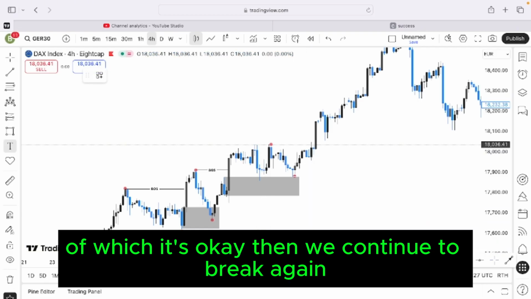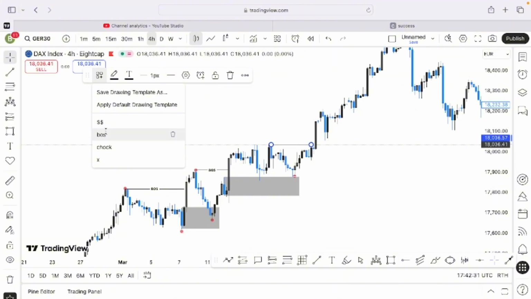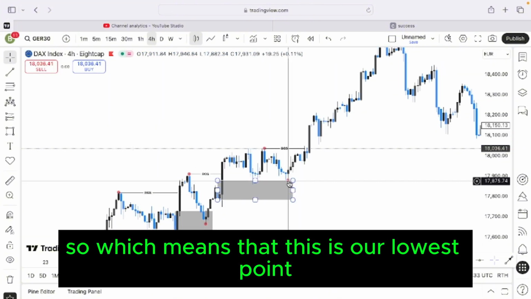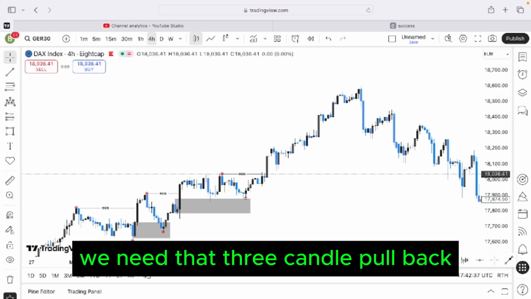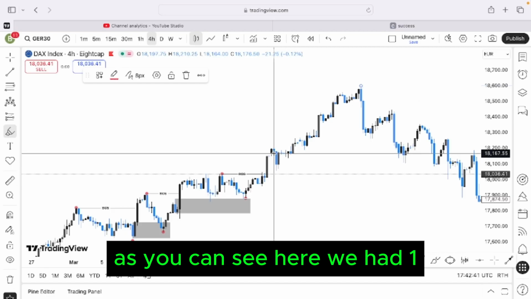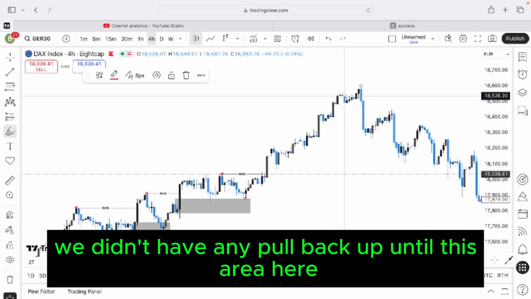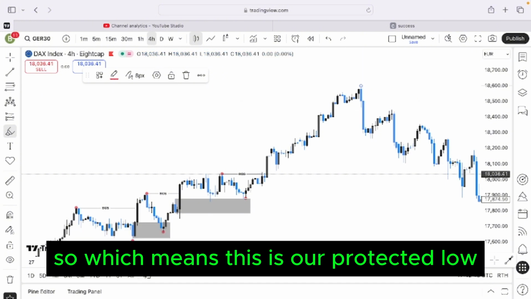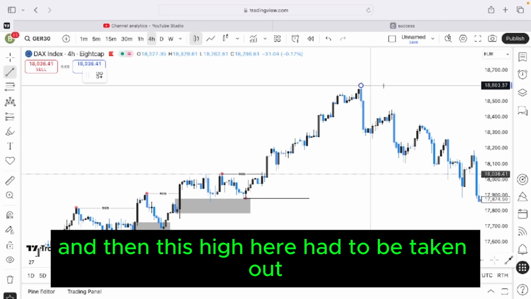Then we continue to break again around this area, which means that this is our lowest point. So now we have to look for a high. We need that 3 candle pullback. So as you can see, the candle pullback came up around this point. As you can see here, we had 1, 2, then we had smaller candles, then we didn't have any pullback up until this area here. So which means this is our protected low, and then this high here had to be taken out.